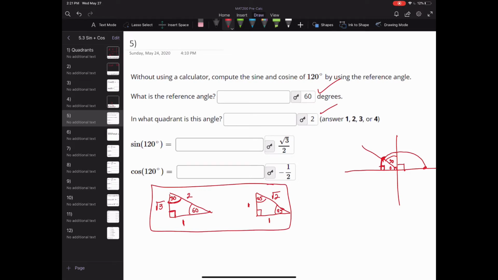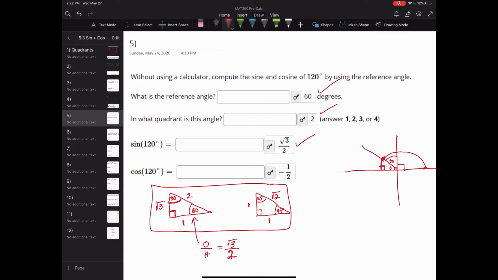So we're going to focus on this triangle and figure out what the sine of 120 is. The sine of 120 is really just the same as the sine of 60 because that's our reference angle. So sine is opposite over hypotenuse, so that's square root of 3 over 1. I'm sorry, hypotenuse is 2. Square root of 3 over 2.